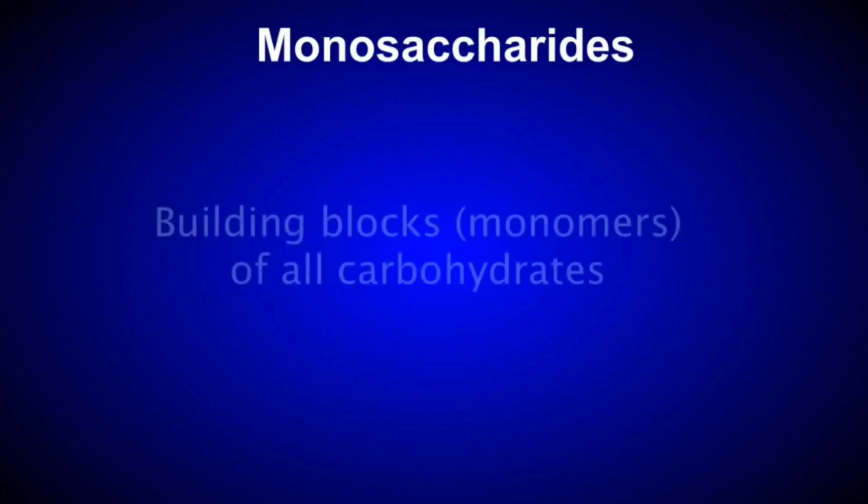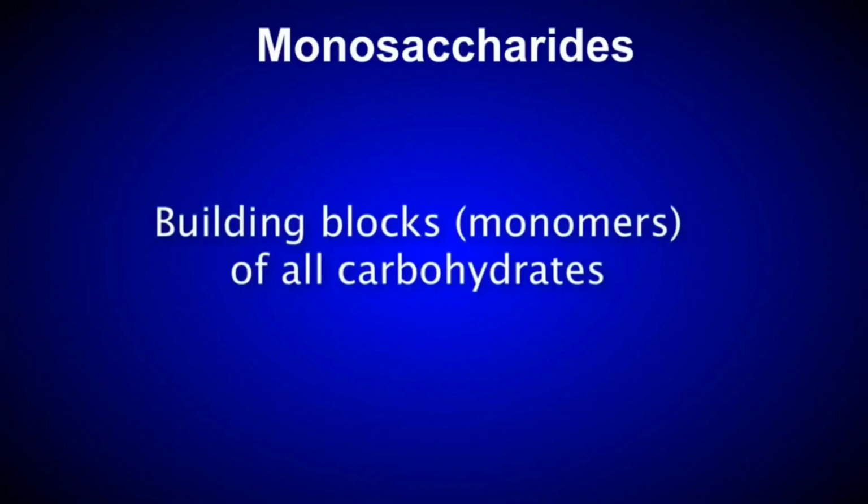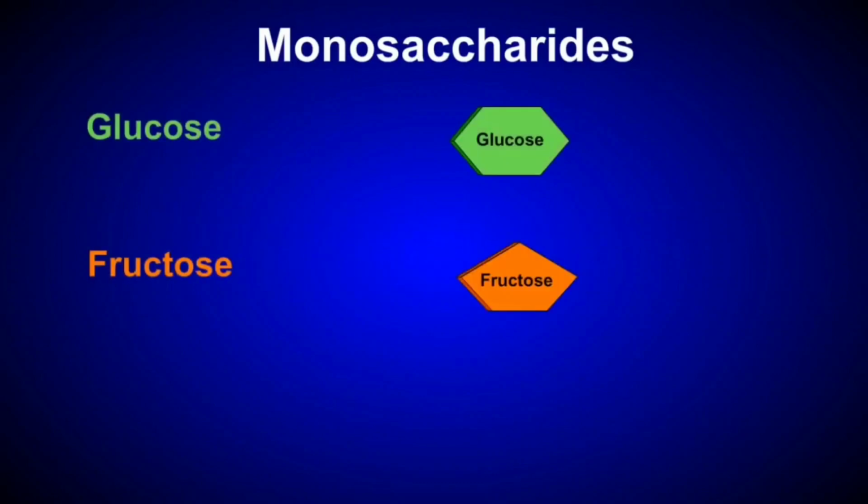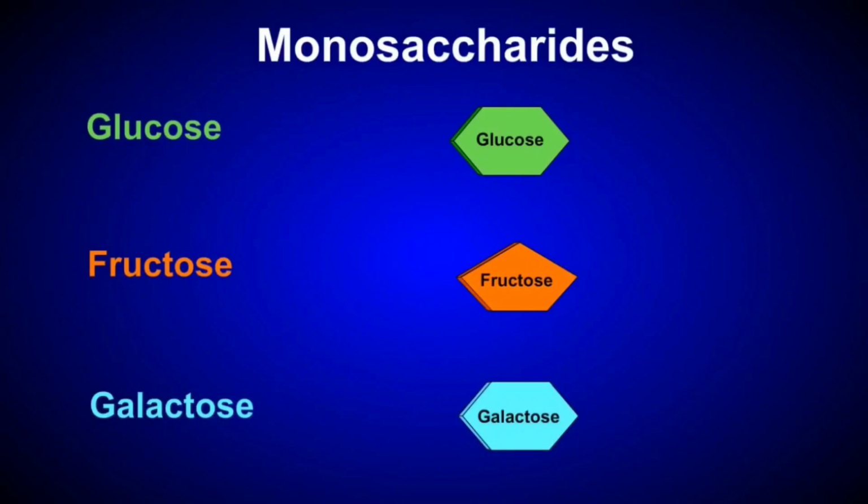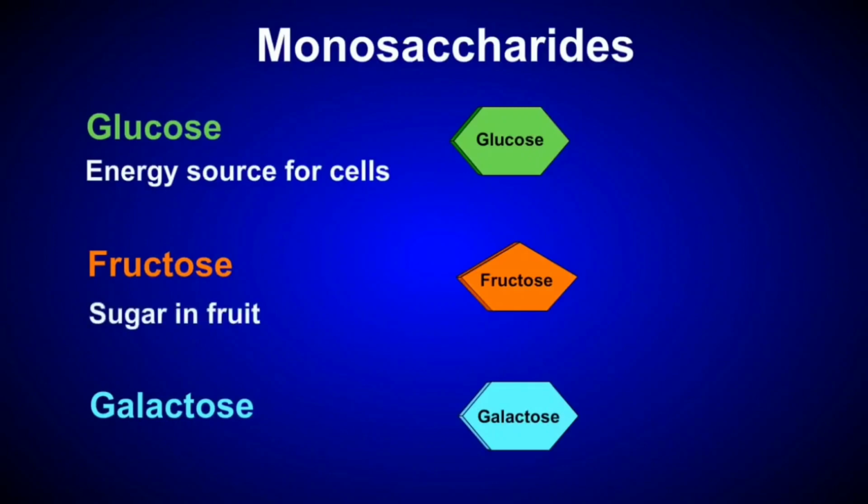Let's talk about monosaccharide first. Monosaccharides are building blocks or monomers of all carbohydrates. Common monosaccharides include glucose, fructose, and galactose. Glucose is by far the most abundant monosaccharide. It is water-soluble, easily transported through an organism, and is the energy source for cellular respiration and the production of ATP. Fructose is the primary monosaccharide found in fruits and plants. Galactose is a primary monosaccharide found in milk.